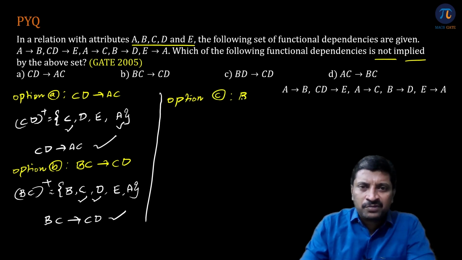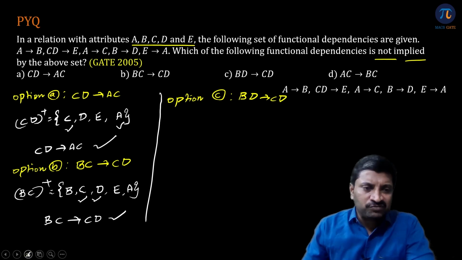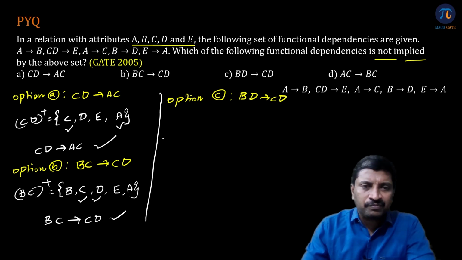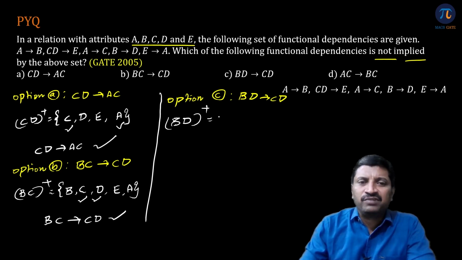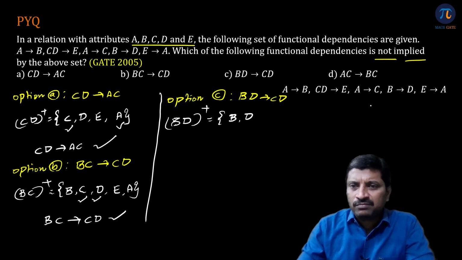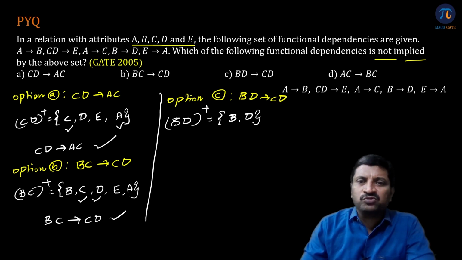Option C, BD implies CD. So let us find the closure of BD. With BD, we can find BD. Anything else, sir? I think with B, we can find only D. With D, nothing is possible, sir. So the closure contains only these 2.